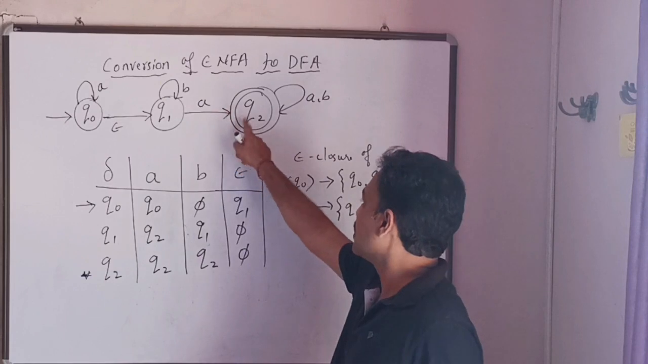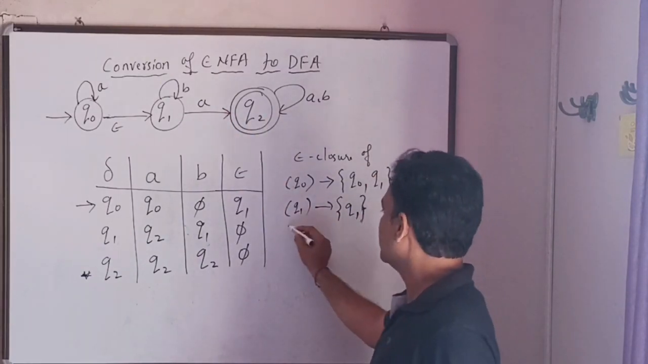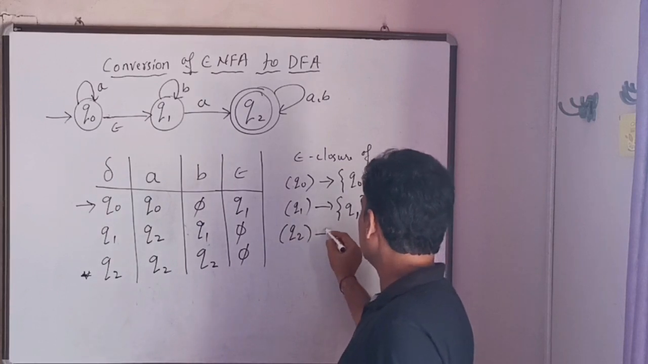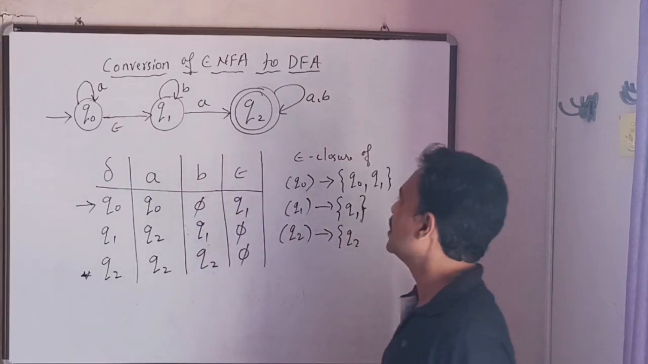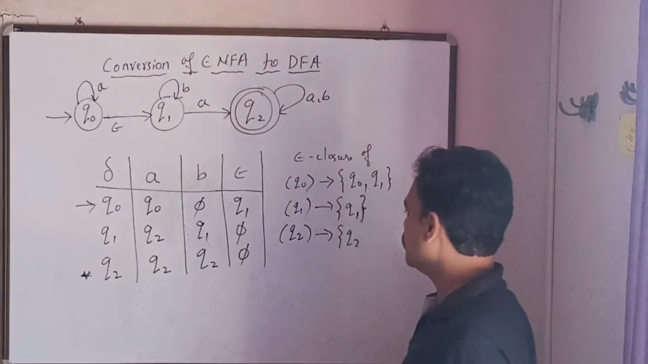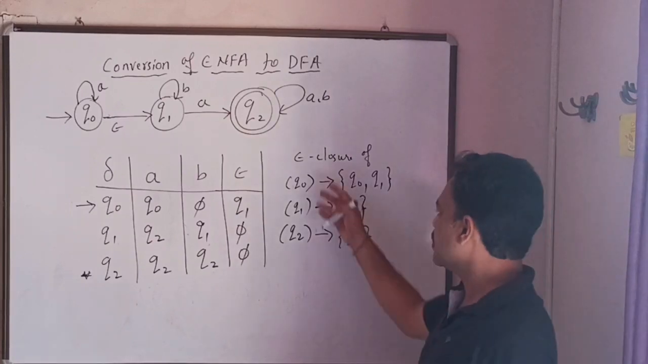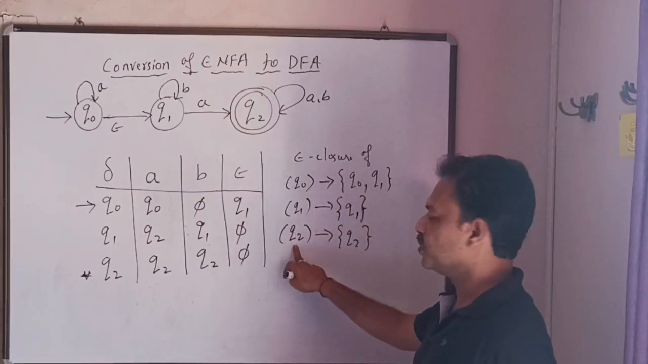Similarly, epsilon closure of Q1, that is Q1 itself. Any epsilon transitions are there? No. So it is only Q1. Then epsilon closure of Q2, Q2 itself. Then any epsilon transitions with respect to Q2? No. So that is epsilon closure of Q2. So we got epsilon closure of Q0, Q1, Q2.